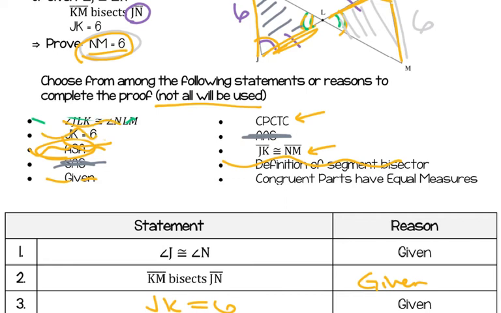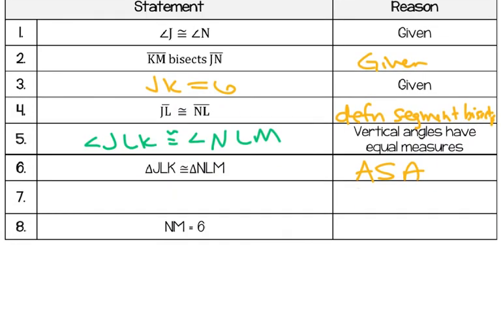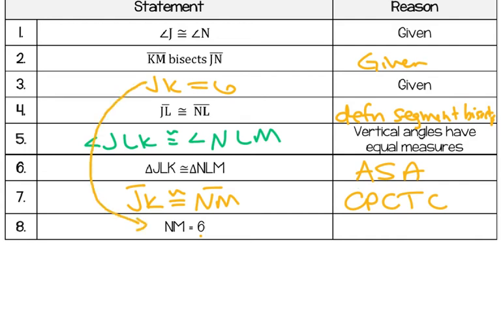Okay, so let's come back down here. And I'm trying to get to NM is equal to 6. So let's say that JK is congruent to NM. And the reason is CPCTC, they're corresponding parts of congruent triangles. And so, because they're corresponding parts of congruent triangles, back here when I said that JK was equal to 6, and now I've said that it's the same as NM, then that means that NM is equal to 6, and that's because corresponding parts have equal measures.